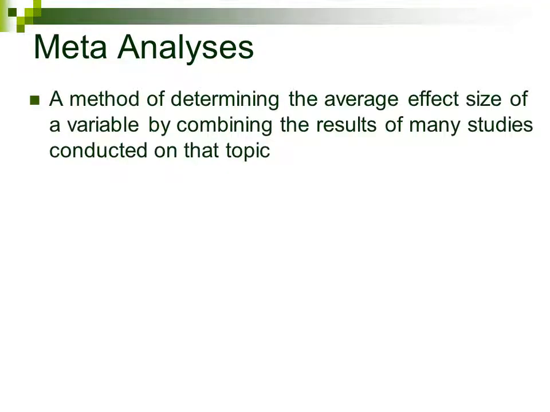The last type of study I want to talk about today is the meta-analysis. A meta-analysis is a method of determining the average effect size of a variable by combining the results of many studies conducted on that topic. So let's say we're interested in whether Prozac is more effective than a placebo at lowering depression scores. Obviously, hundreds of studies have looked at this question where they determined the depression scores of people who were given Prozac, the depression scores of people who were given a placebo, and then they compared and found the difference between the two groups in terms of their depression scores.